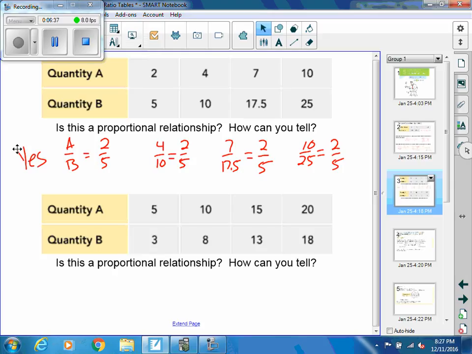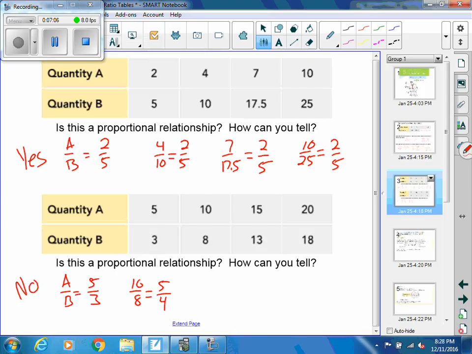Now for the next one, is this one a proportional relationship, and how can we tell? Well, our first one is 5 over 3, if I take A over B. But if I take 10 over 8, that is going to simplify. They're both even. 10 divided by 2 is 5, but 8 divided by 2 is 4. So they do not simplify to the same thing. So right there it tells me that the answer to this one is no, and the reason is because the ratios are not constant.